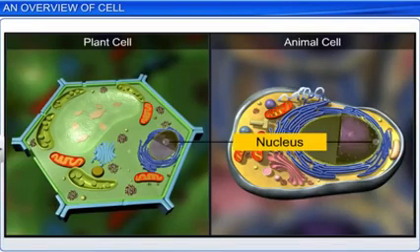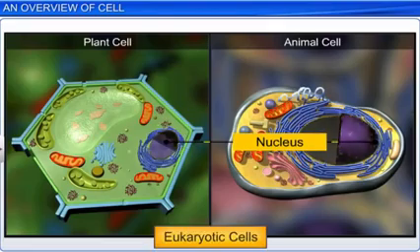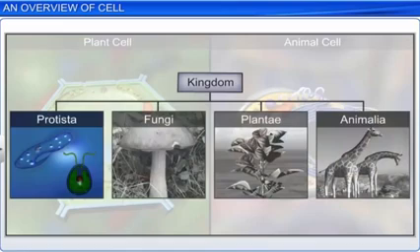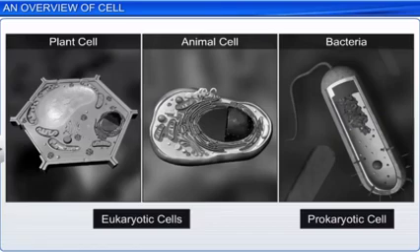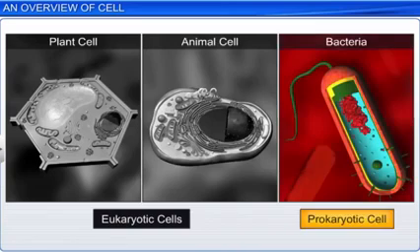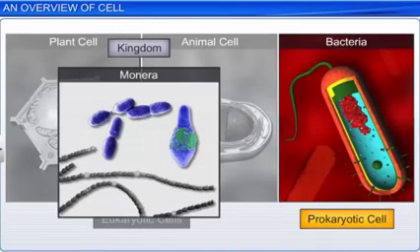If the nucleus is membrane-bound, then the cell is called a eukaryotic cell. They are found in members of kingdom Protista, kingdom Fungi, kingdom Plantae, and kingdom Animalia. On the other hand, cells without a membrane-bound nucleus are called prokaryotic cells, and members of kingdom Monera possess such cells.